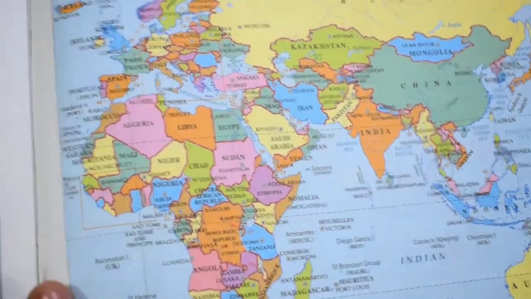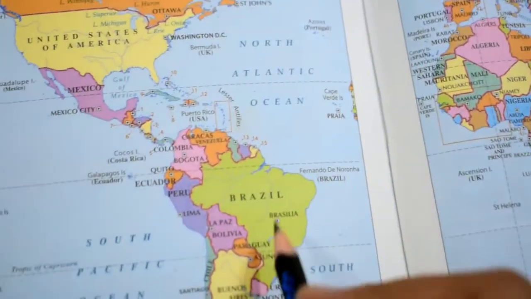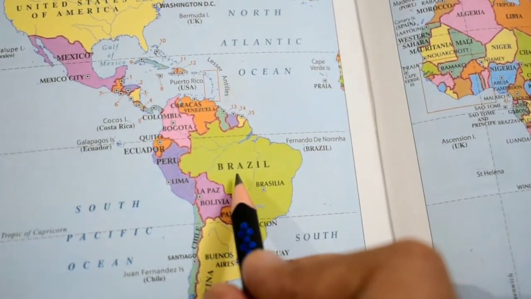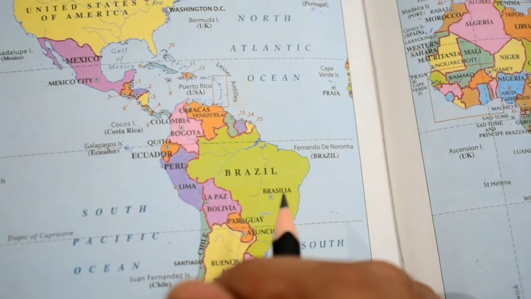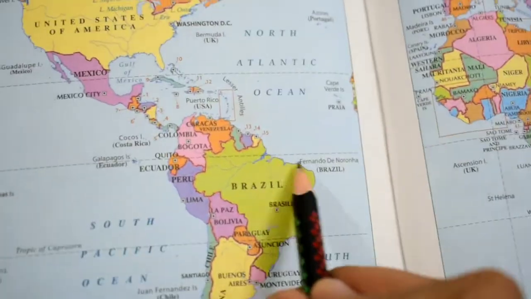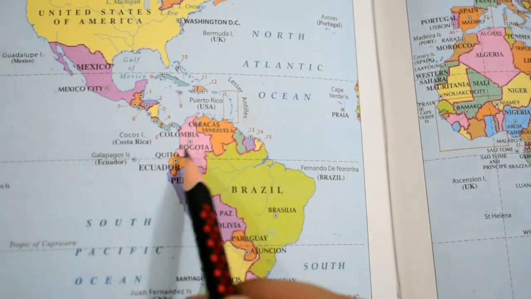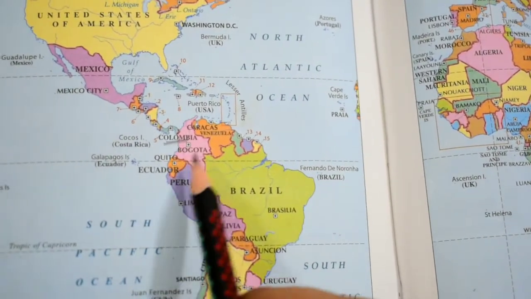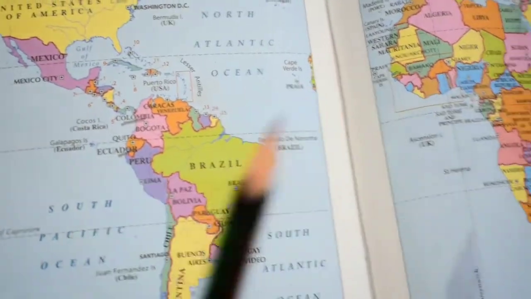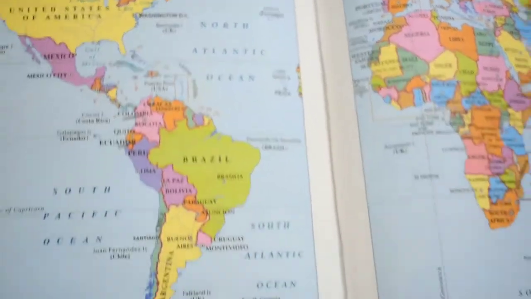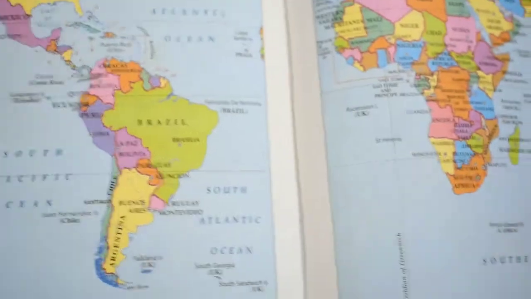Next, when we come to South America, most importantly it is the Amazon basin over here in Brazil. Next, we have the coastal lowlands of northeastern Brazil, these areas. Next we have coastal Colombia and parts of Ecuador. So these are the areas which are mostly associated with the equatorial type of climate.